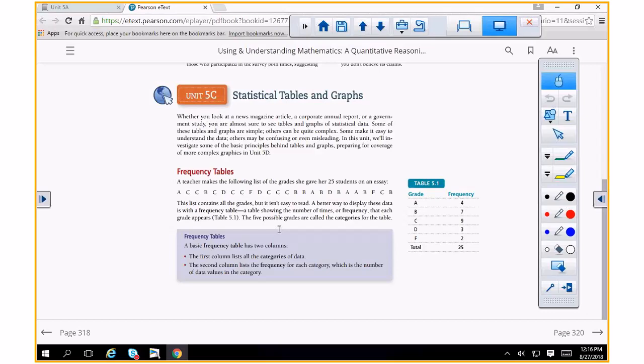Anyway, just kidding. A basic frequency table has 2 columns: category or class, and head count. Capiche?